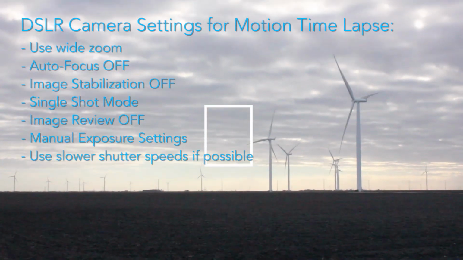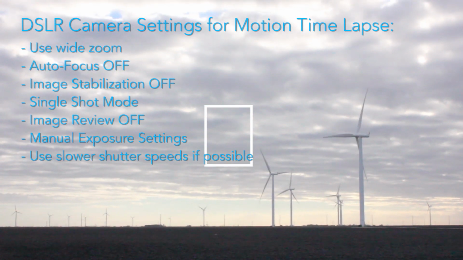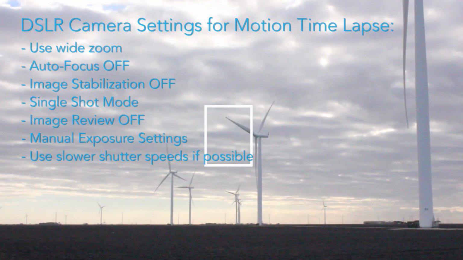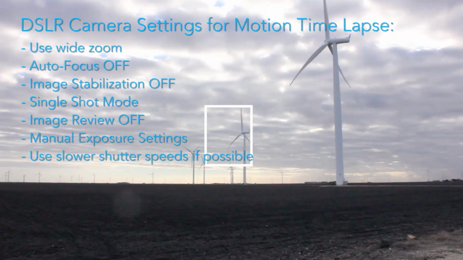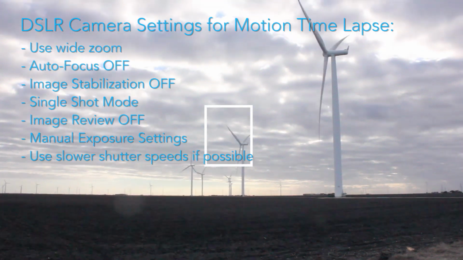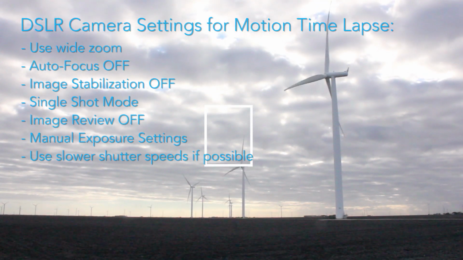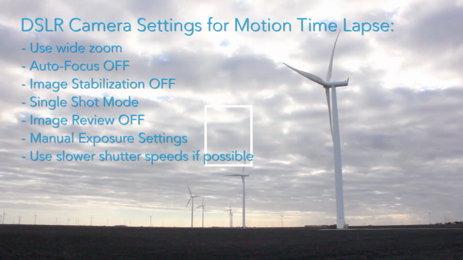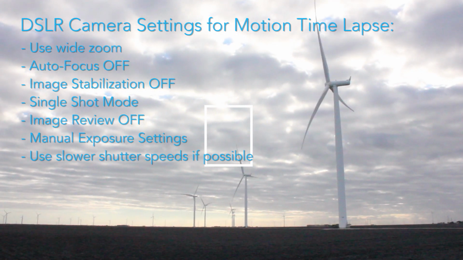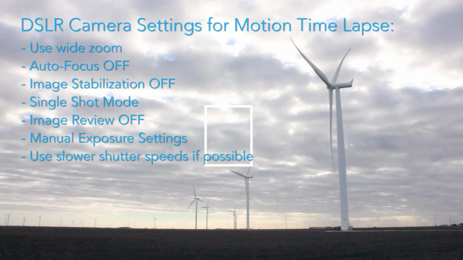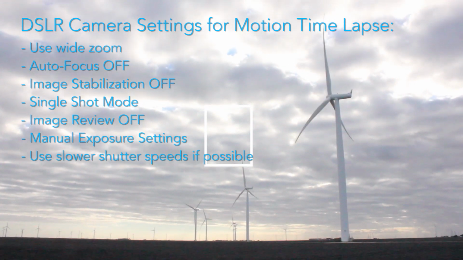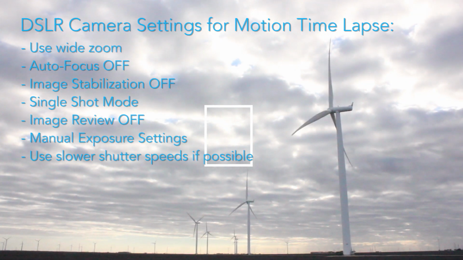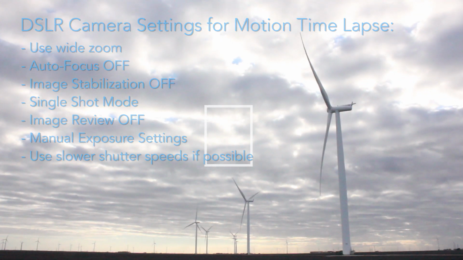If you want to use your camera's autofocus to set your initial focus, that's fine. Just don't forget to switch autofocus off before you start your time-lapse. Turn off your camera's image stabilization feature. Make sure that your camera is set up to only take 1 picture per shutter release. Turn off the image review feature. Use manual exposure settings and do not adjust them during the time-lapse. Use a slow shutter speed, something in the 1/4 second range. This might require a neutral density filter to avoid overexposure.